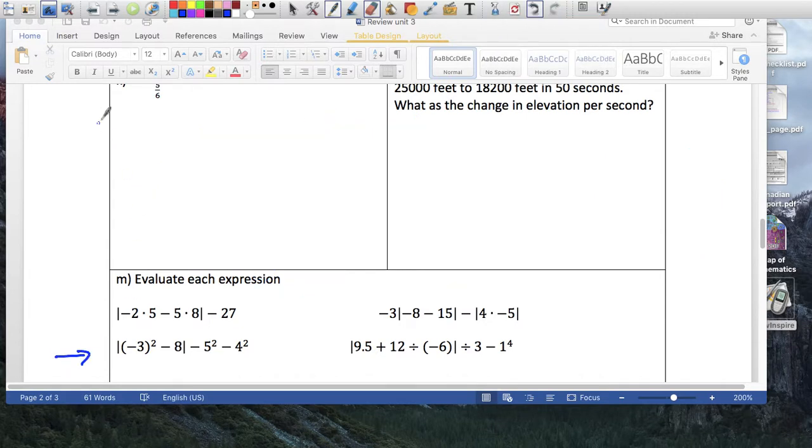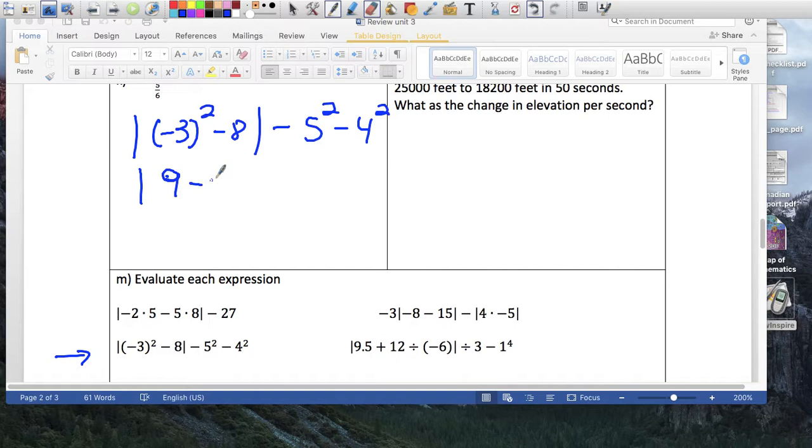This one right here. So we have the absolute value of this to the second power, minus 8. Minus 5 squared minus 4 squared. So let's find out what our unknown value here is. So the absolute value of negative 3 to the second power, which is 9. Negative 3 times negative 3 is positive 9. Minus 8. 9 minus 8 is 1. So what's the absolute value of 1? It's just 1, right? So 1, and then let's continue. Minus 5 to the second power is 25. Minus 4 to the second power is 16.